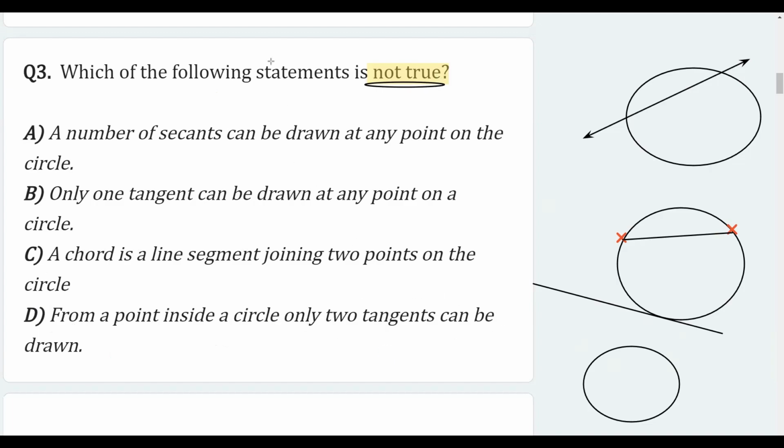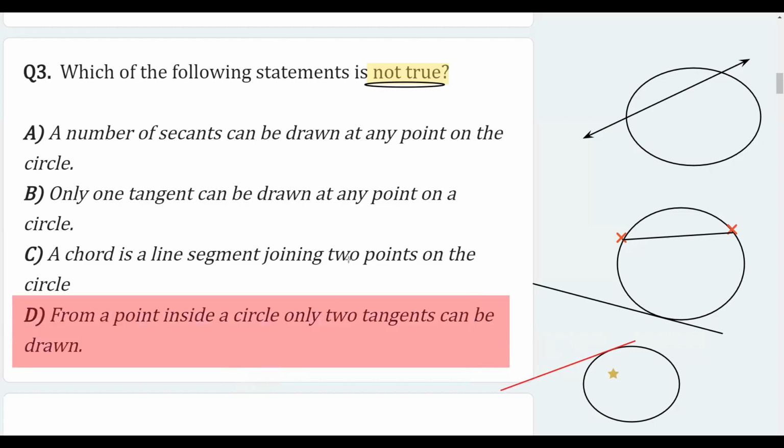So looking into this, we know that by taking any point inside this circle, we cannot draw a tangent. We cannot draw even a single tangent because a tangent is drawn from an exterior point and that touches the circle at one point. So therefore, we'll say that the incorrect statement will be this. So we have to choose the incorrect statement. So the incorrect statement is D. Therefore, D is the correct option.